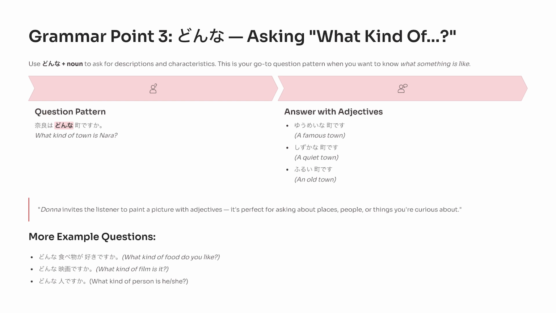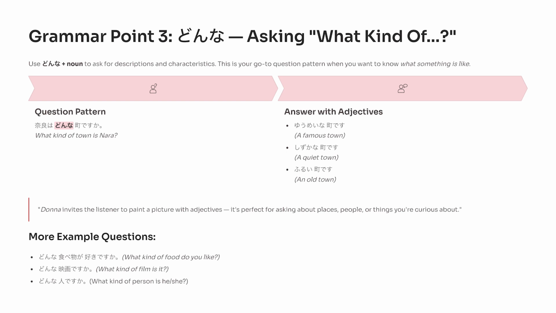Now let's learn how to ask for descriptions using どんな. The word どんな means what kind of, and is used when we want to know the characteristics or qualities of a person, place, or thing. The basic pattern is どんな名詞, which means what kind of noun. Let's look at the example on the slide. 奈良はどんな町ですか? This means what kind of town is Nara?